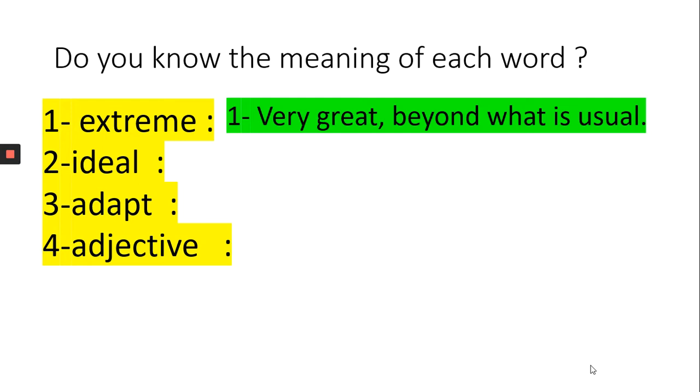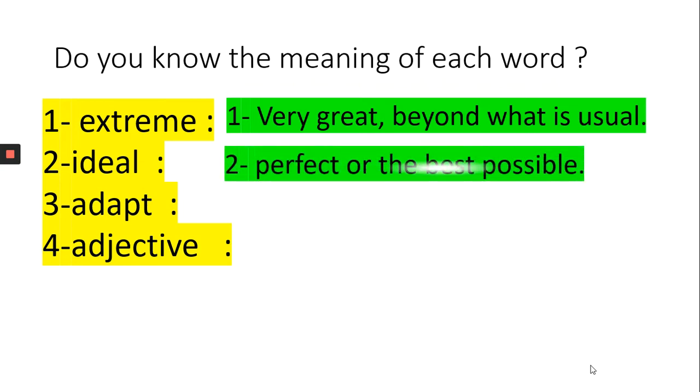What about the second word, ideal? For example, my father shows me what is good and what is bad in my life. So he is my ideal person. I have learned a lot of Sheikh Zayed's life. He is my ideal leader. So if we go to the word ideal, the meaning is perfect or the best possible. An ideal person is someone who is perfect. He always teaches me what is good or perfect in my life.